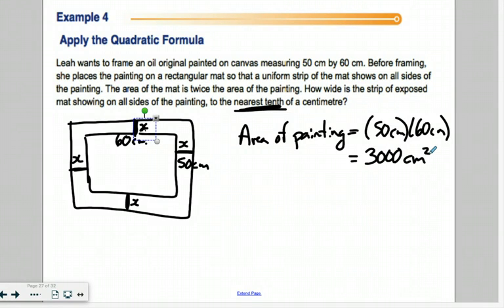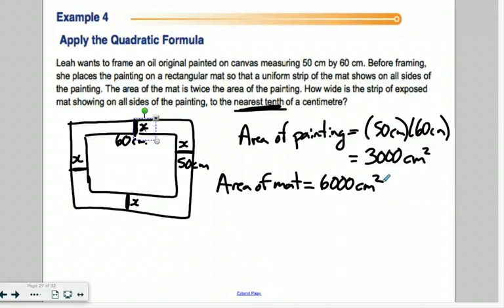So we know the area of the painting. We know that the area of the mat is twice that area, so 2 times 3,000 is 6,000. So we know that the area of the mat is equal to 6,000 centimeters squared. Okay? And what we need now is an equation that relates the area of the mat. Right? So if you were to think about trying to find that total area of the mat, well, that entire mat is also a rectangular shape that has a length and a width dimension.